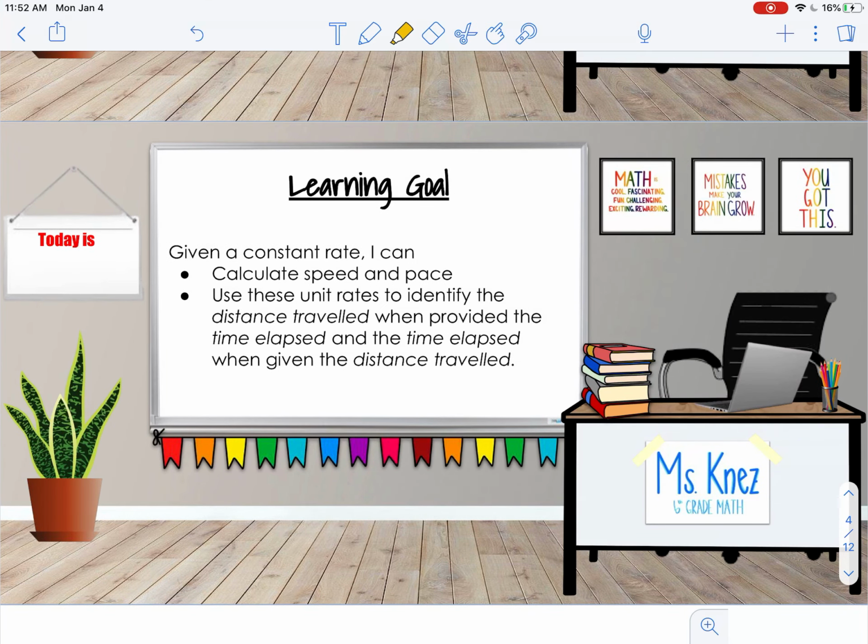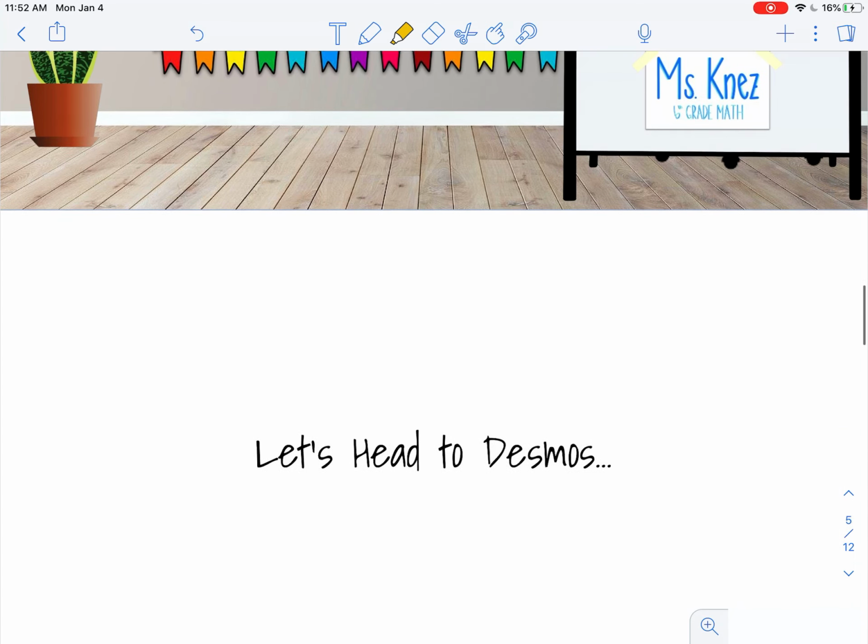Given a constant rate, you should be able to calculate speed and pace, use unit rates to identify the distance traveled when provided the time elapsed, and find the time elapsed when given the distance traveled. And this is what your independent practice, exit ticket, and homework assignment really focused on.